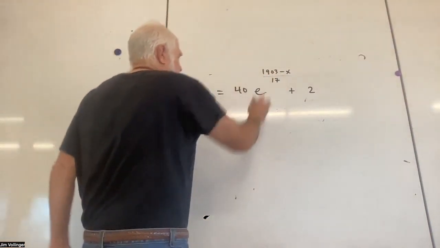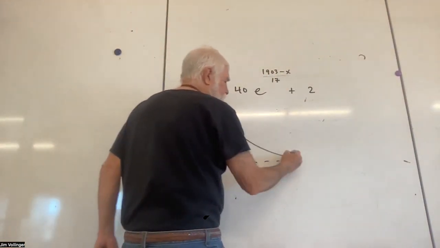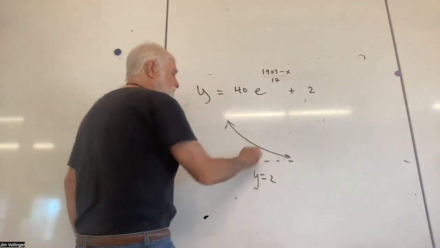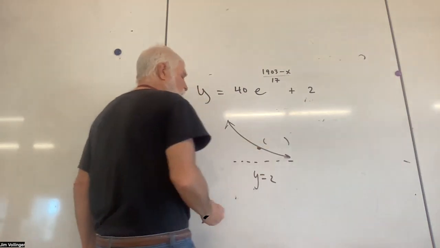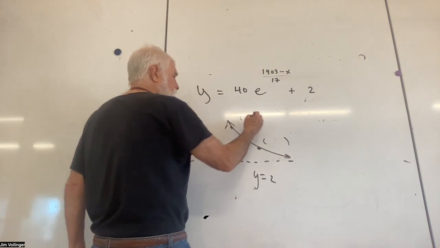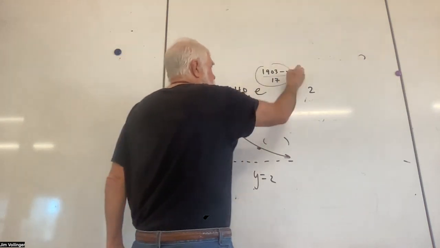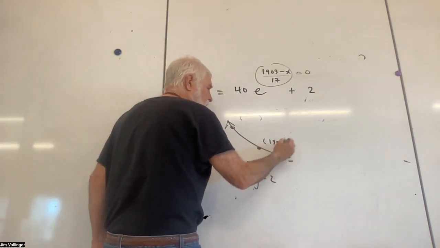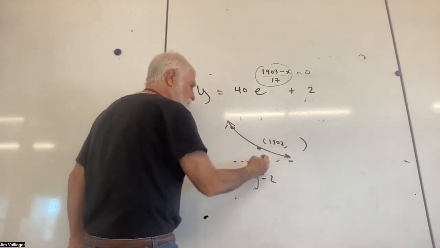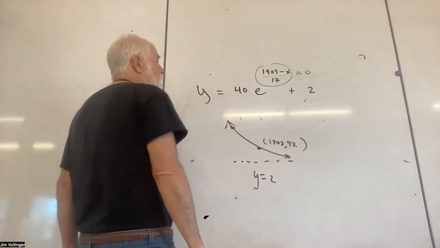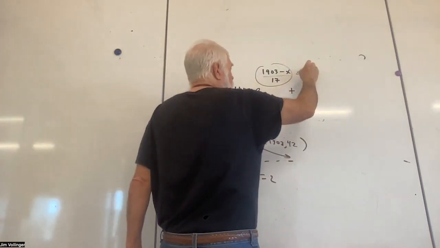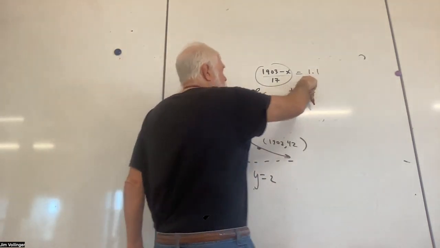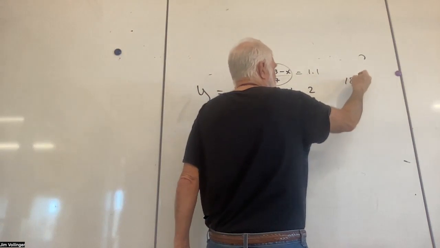So I see negative x. I know I have a decay problem. There's step 1. Step 2, label your asymptote. Step 3, find the x value and y value of that one and the one that's 3 times bigger. So I'm going to set this thing equal to 0. I can immediately see 1903. I'm going to get an initial jump of 40, which takes me to 42. And then I want this to equal 1.1. So I get something 3 times bigger.